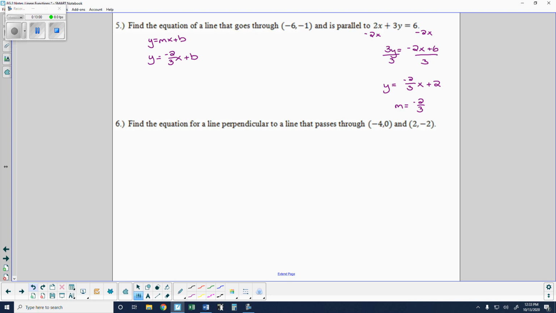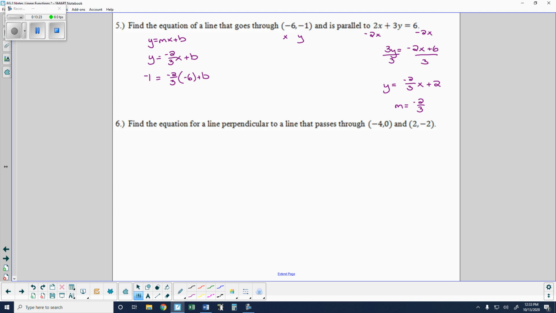Now, I still don't know the y-intercept for my new line, but this goes back to problem number 3. I have a point, and I have an equation here with slope in it. The point gives me an x and y coordinate. So what can I do with the x and the y? I can substitute them into the equation in order to solve for b.